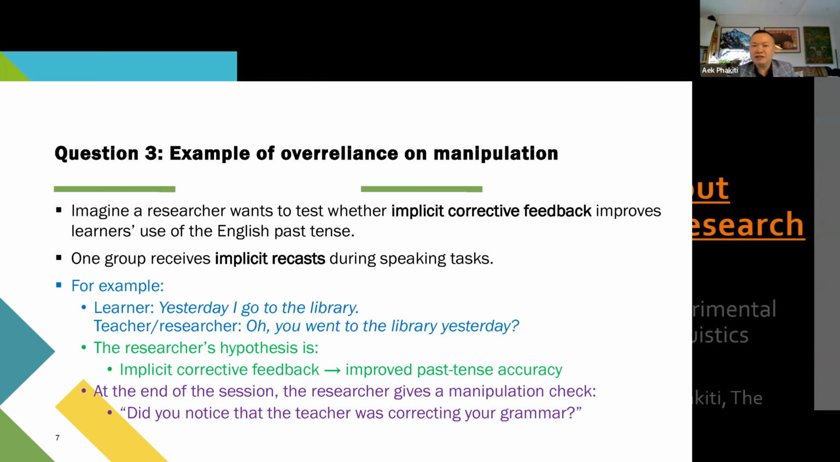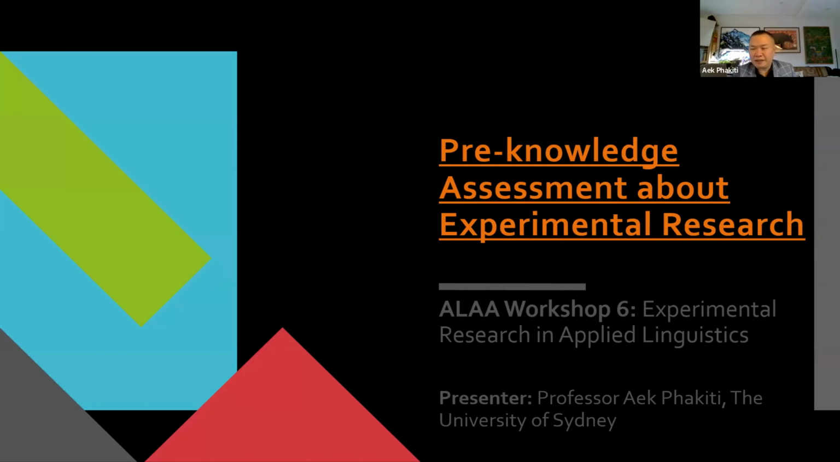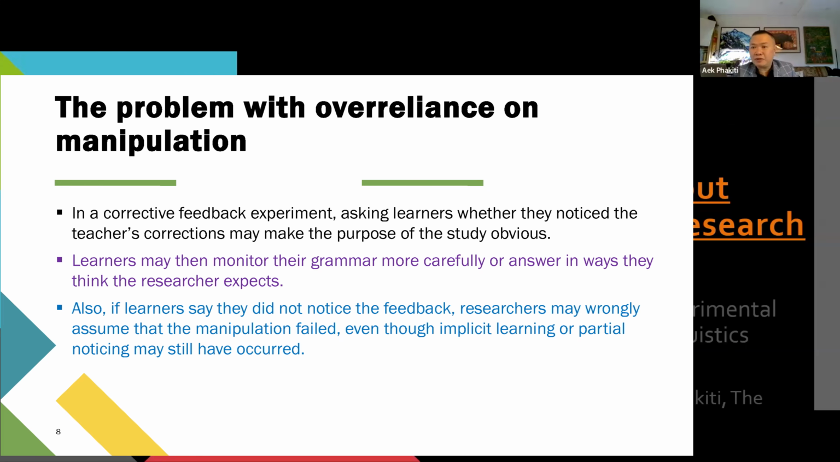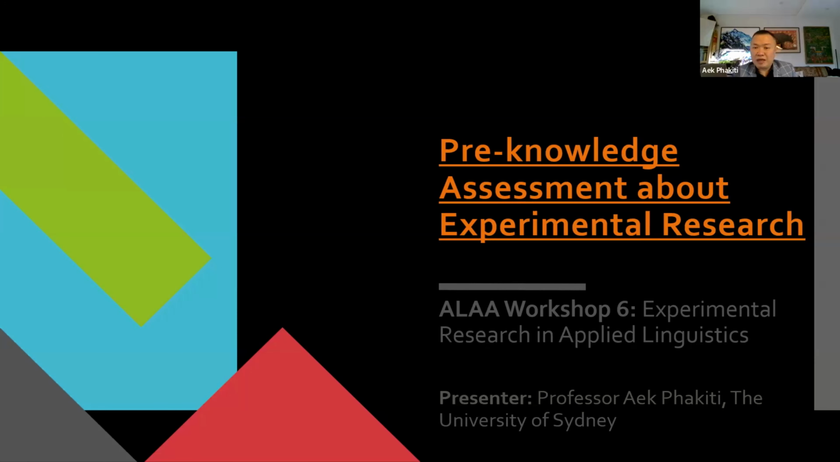Because then it means learners will monitor their grammar more carefully, and also try to answer in a way that they think the researchers expect. So they want to please us, and then we might get the answer that we want. And then it might not be replicable. You cannot replicate your findings if someone else does the same study, right? I mean, they probably can replicate if the same errors are maintained, right? And therefore, if learners say they did not notice the feedback, then you might assume that some manipulation failed, right? Maybe that's the case there.